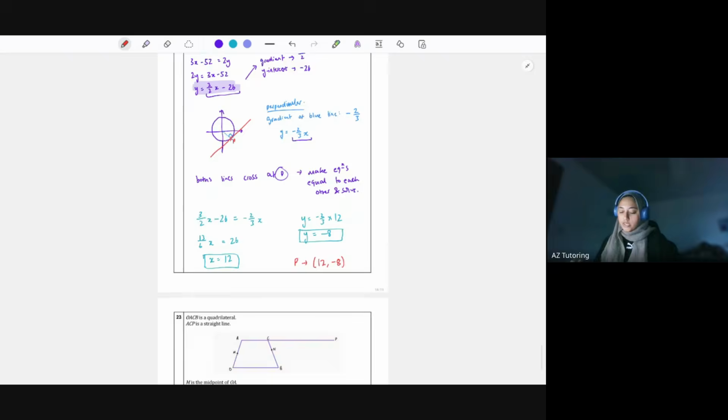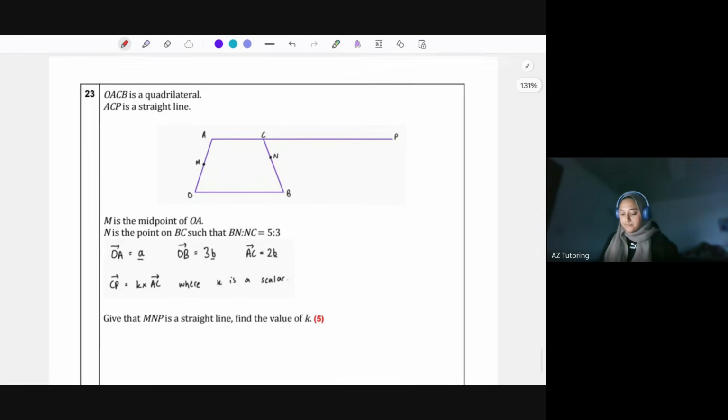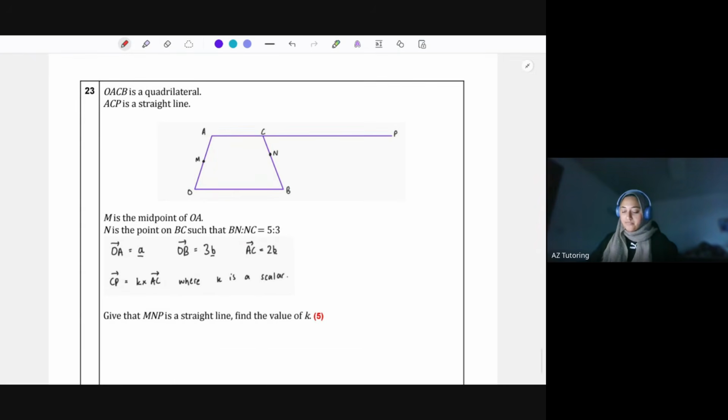Okay, and finally, let's move over to question 23, so the last one. And it's a terrible vectors question, and it's for 5 marks. So let's jump right into it. OACB is a quadrilateral, which I can see here. There's a quadrilateral. ACP is a straight line. Okay, cool. M is the midpoint of OA.